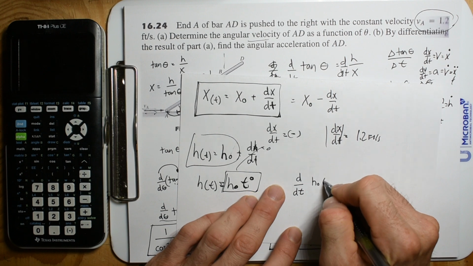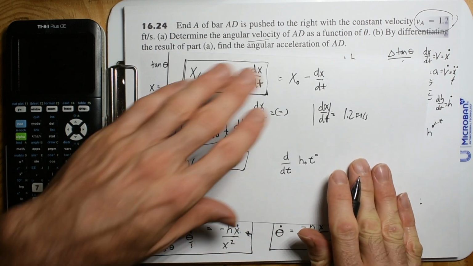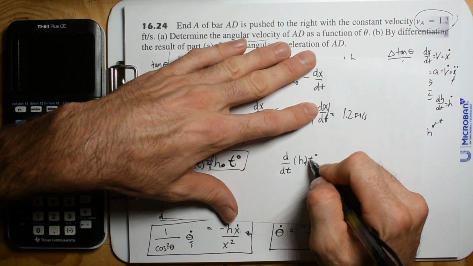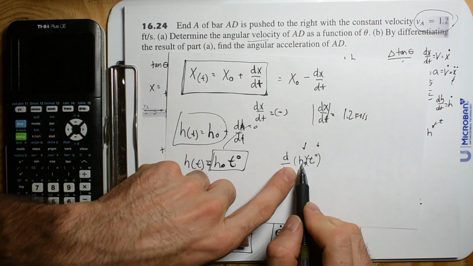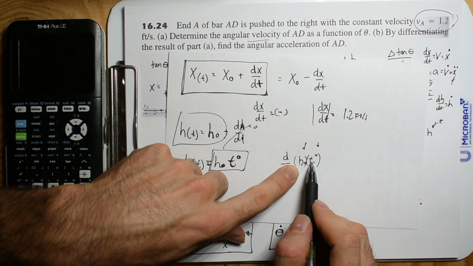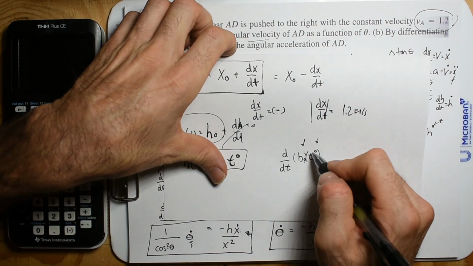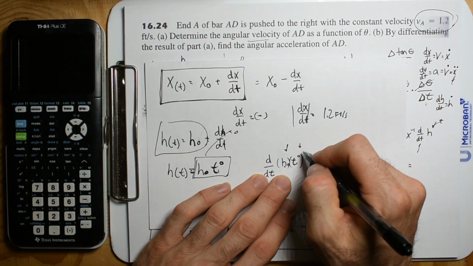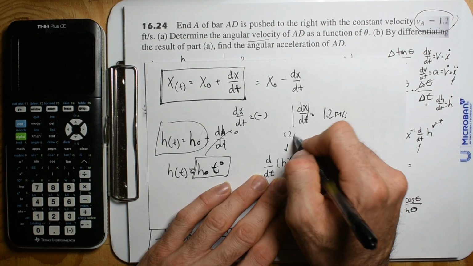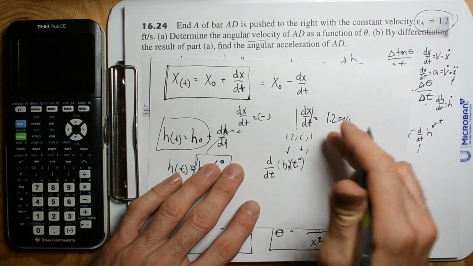of h naught t naught, let's do it like we're totally crazy. This actually is a product. We just know that this is 2 feet. But this is, you know, it's still a product of 2 and t to the 0, that's just 1 anyway. So we have 2 times 1. We're taking the derivative of 2 times 1.